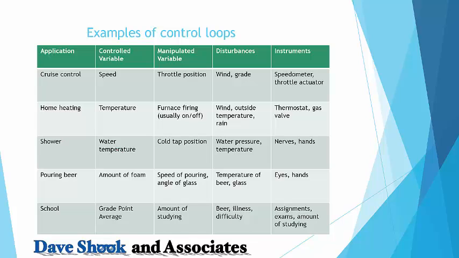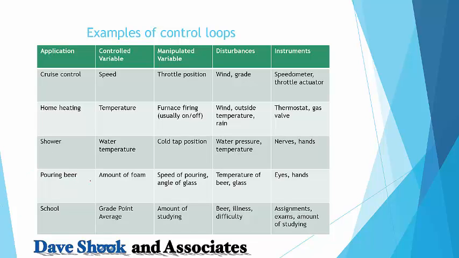If you're having a shower, you're controlling the water temperature. And again, in Canada, where the cold water is really cold, you control that primarily with the cold tap position. It's affected by water pressure, like if someone else is using water in the house, and the temperature of the water. Your instruments are your nerves, which are telling you how warm or cold the water is, and your hands, which you're using to manipulate the valves.